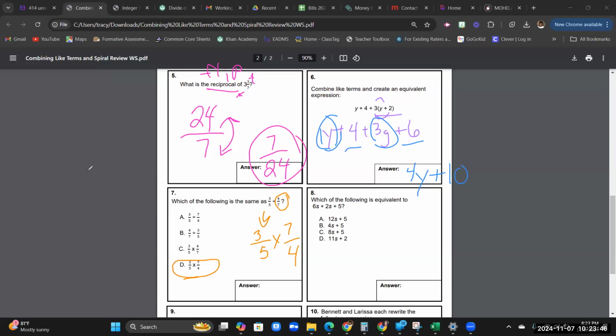All right, number 8 asks which of the following is equivalent to 6s plus 2s plus 5. So combine those like terms. 6s plus 2s will give us 8s. And then we still have our 5.